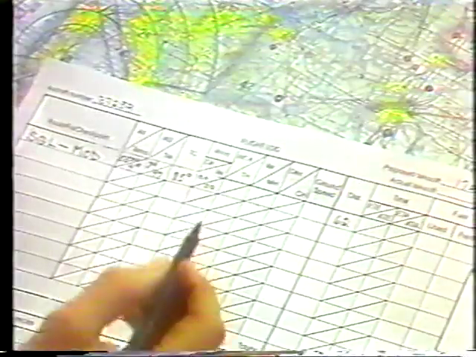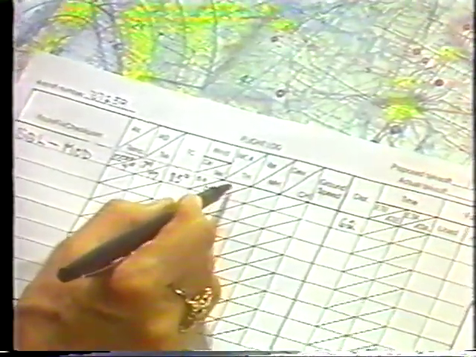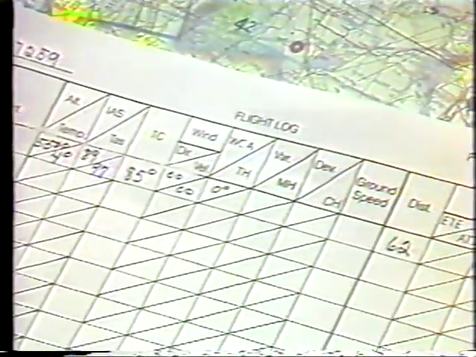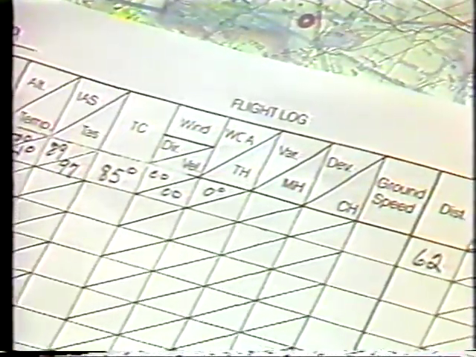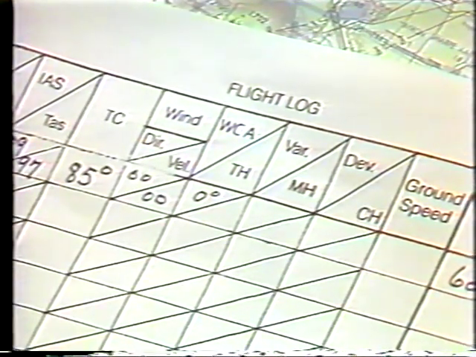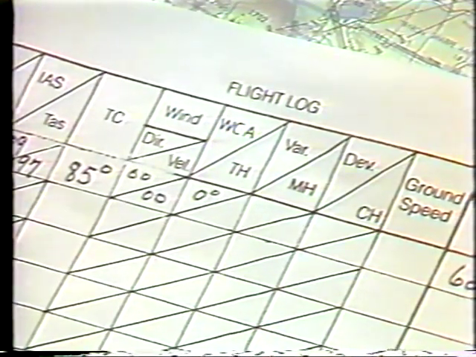Now we must compute the figures needed to use the techniques of dead reckoning. Wind correction angle computations will be taught later in the flight computer portion of the telecourse. With a calm wind, there is no wind correction angle, so we enter 0 degrees. To determine the true heading, we would add or subtract the wind correction angle. Since it is 0, our true course and true heading are the same, 85 degrees.